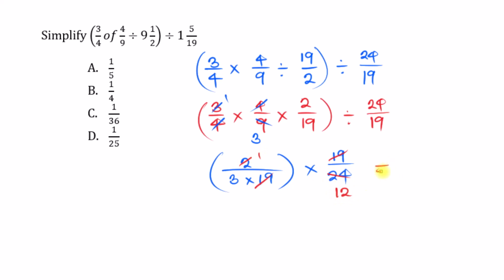So what I'm having left is 1 over 3 multiplied by 1 over 12. And 3 times 12 is nothing but 36. So 1 over 36 here is going to be the solution to this question.